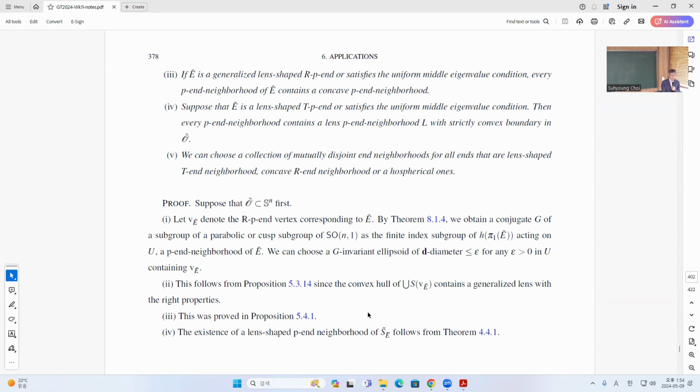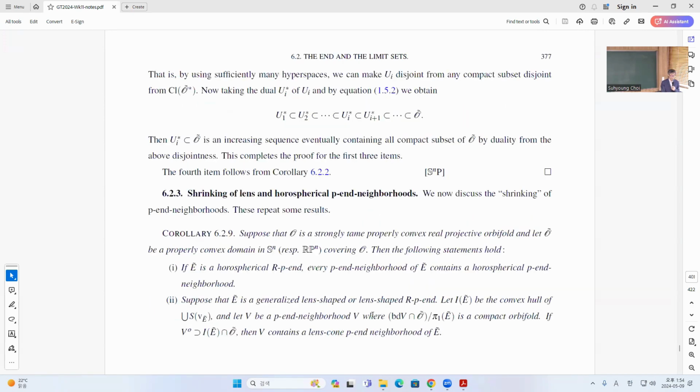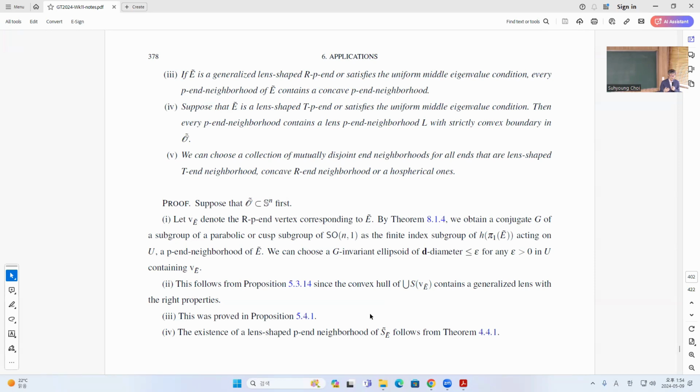For three, I guess this means that the lens can become as big as you want, and then this will contain anything that is contained in the lens cone in the lens neighborhood. And then finally, for four, you have to dualize the argument to get this thing. So if you dualize, this means that you need to find something bigger, which contains large sets. Okay.